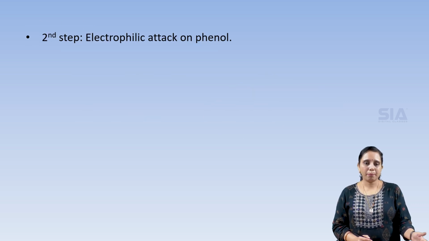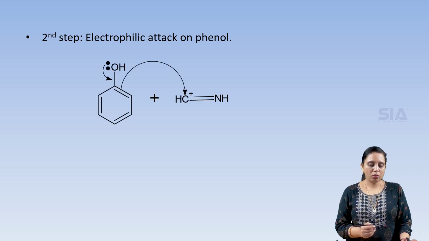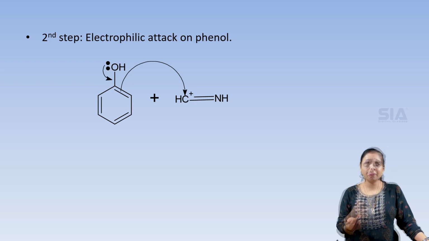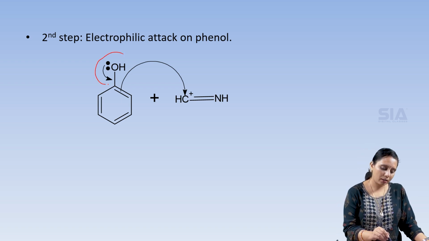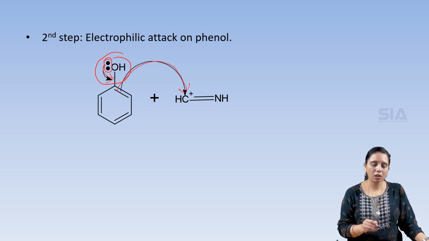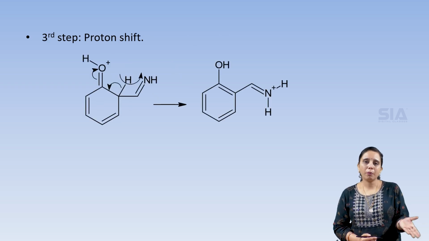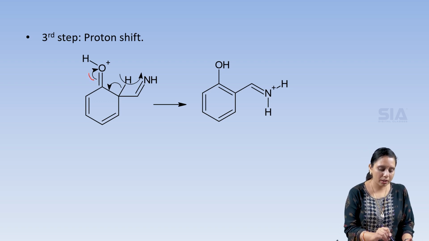And the second step is the electrophilic attack. Now the electrophile formed has to attack the phenol. It can be shown like this here. First, we all know that the phenoxide ion is more stable than phenol. So here in the phenoxide, the lone pair on the oxygen atom will be transferred, and the double bond here gets transferred onto the carbocation. So then we get the proton shift. The proton shifting will happen in the next step. We get this double bond shifted here.